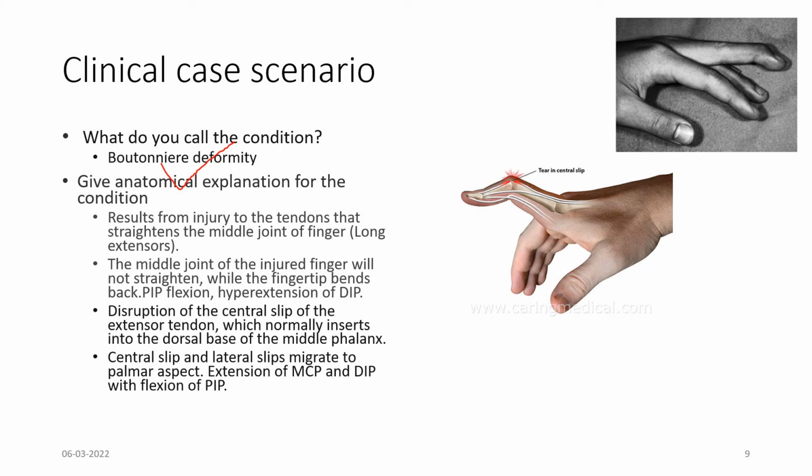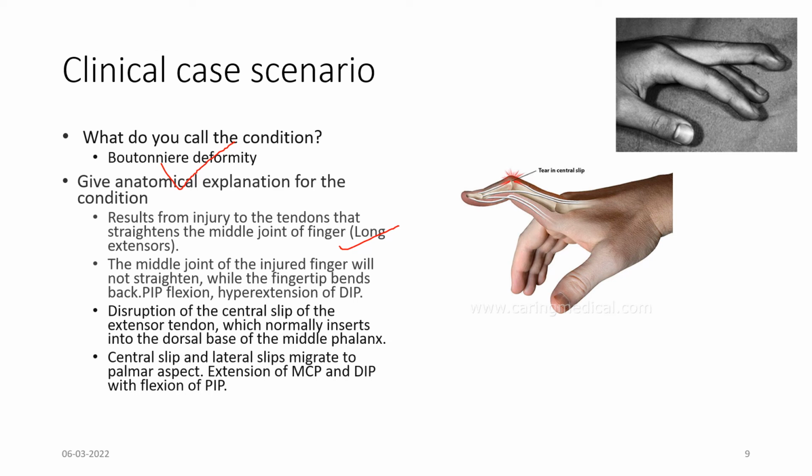This condition results from injury to the tendons that will be straightening the middle joint of the finger. This is the middle joint of the finger. So what are they? They are the long extensor tendons. This middle joint will be injured and cannot be made straight. So there is flexion at the proximal interphalangeal joint and hyperextension of the distal interphalangeal joint.